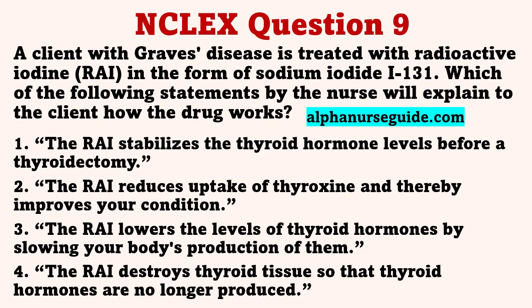A client with Graves' disease is treated with radioactive iodine in the form of sodium iodide, I-131. Which of the following statements by the nurse will explain to the client how the drug works? 1. The RAI stabilizes the thyroid hormone levels before a thyroidectomy. 2. The RAI reduces uptake of thyroxine and thereby improves your condition. 3. The RAI lowers the levels of thyroid hormones by slowing your body's production of them. 4. The RAI destroys thyroid tissue so that thyroid hormones are no longer produced.